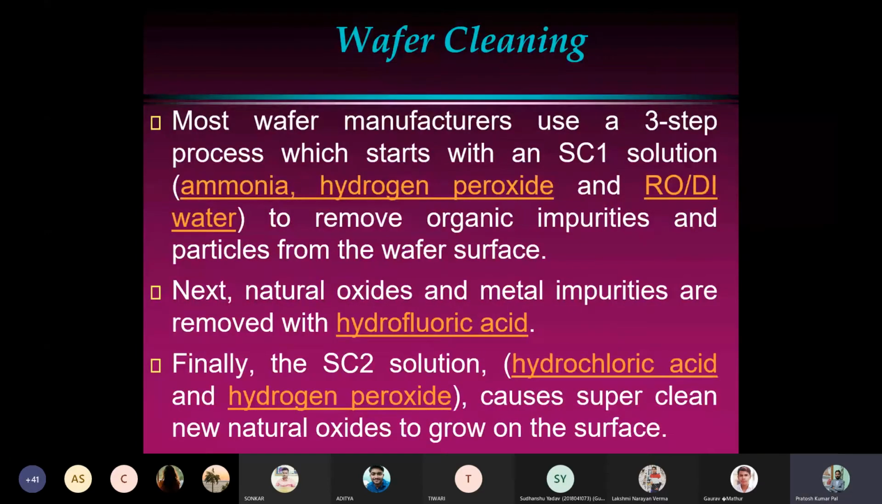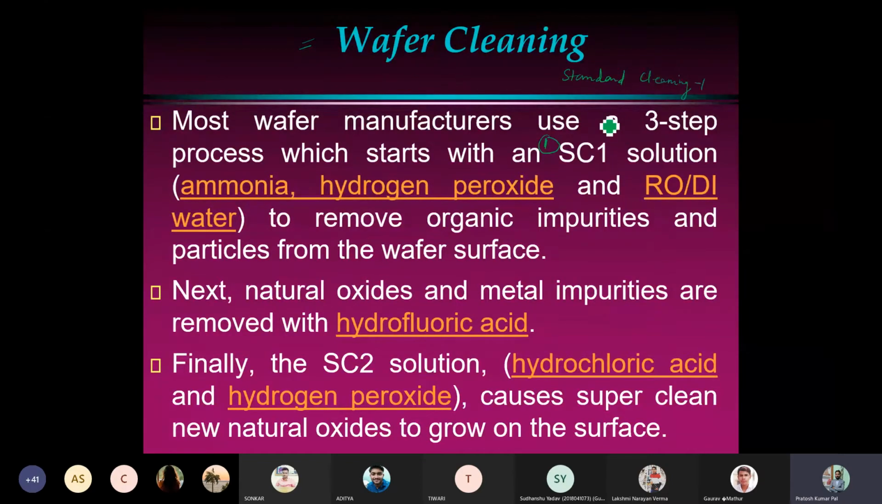So after that, we will be doing the wafer cleaning. This wafer cleaning is done by three different methods, or three different steps, to clean a wafer. One of the steps of cleaning the wafer is called SC1. SC stands for standard cleaning. This is standard cleaning 1. So the cleaning of wafer is done by a 3-step process.